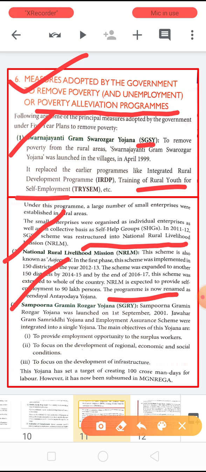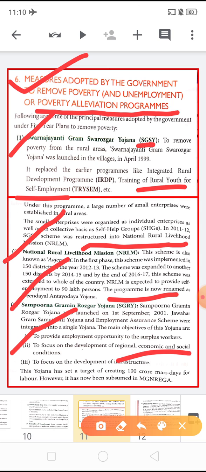Jawahar Gram Samriddhi Yojana, an employment assurance scheme, was integrated into this Yojana, and the basic objectives of this Yojana are first to provide employment opportunities to the surplus workers, to focus on the development of regional economic and social conditions, and to focus on the development of infrastructure. This Yojana has set up a target of creating 100 crore man-days for laborers. It has been subsumed in MGNREGA.